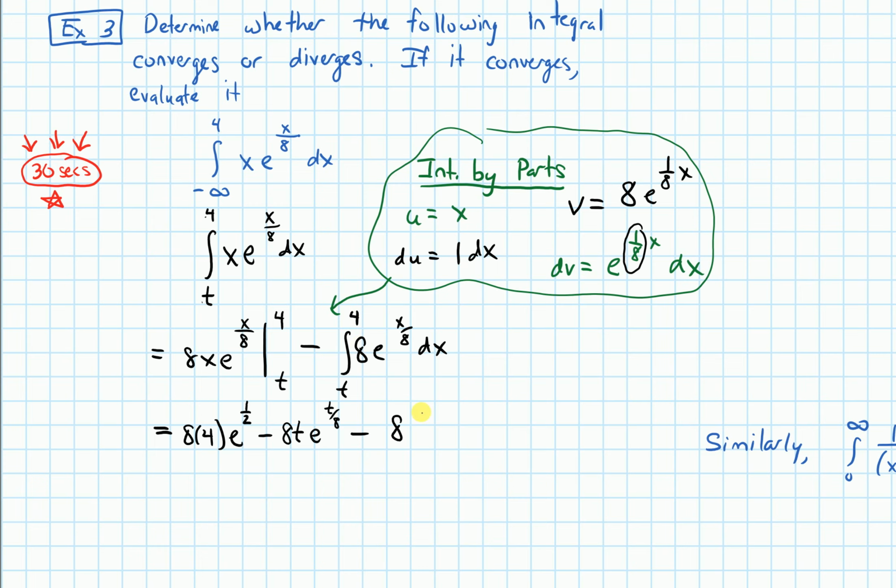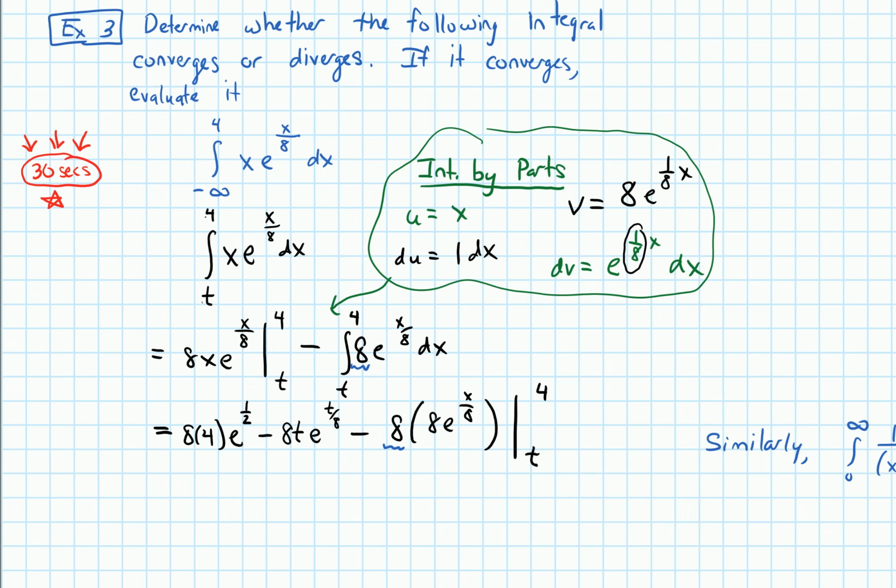And then the antiderivative of e to the x over 8 is going to be 8 times e to the x over 8. So this 8 is the one that's still there. The next 8 that I wrote in the parentheses comes from when I do the antiderivative of e to the x over 8. All right, and now vertical line, and I got to plug in t and plug in 4.